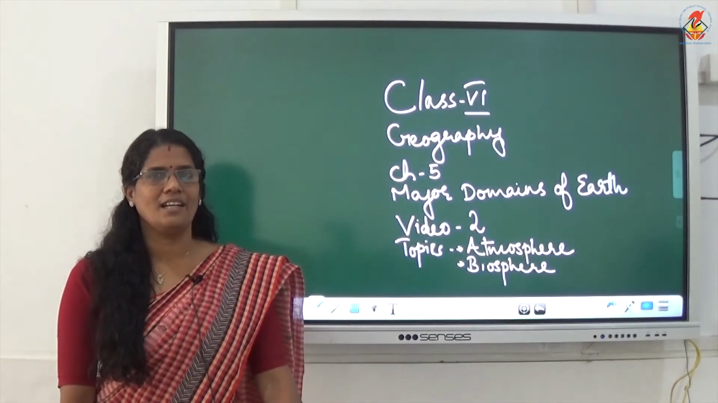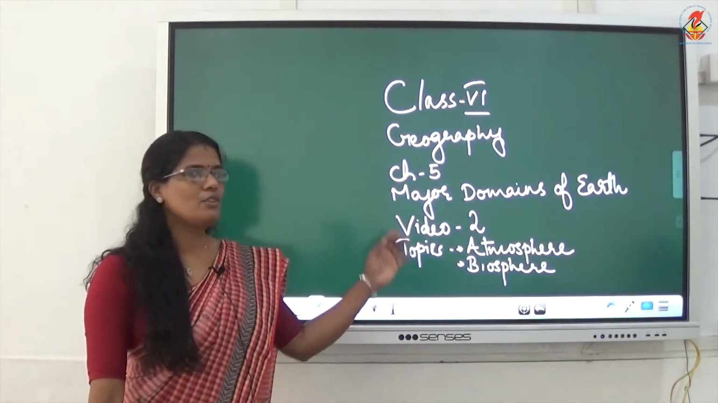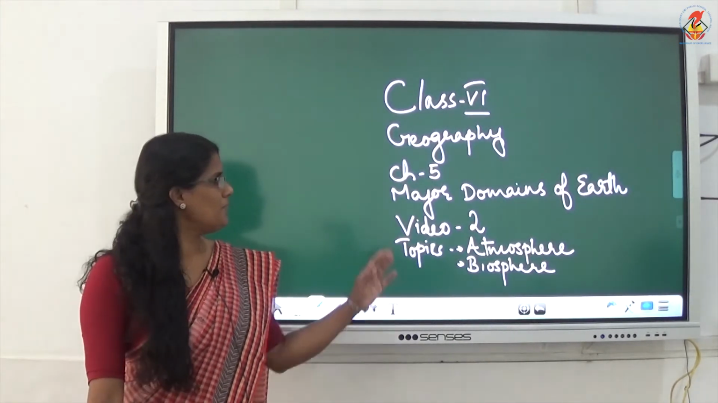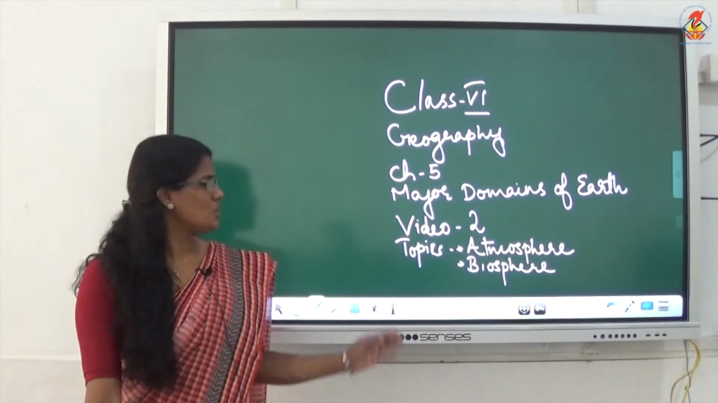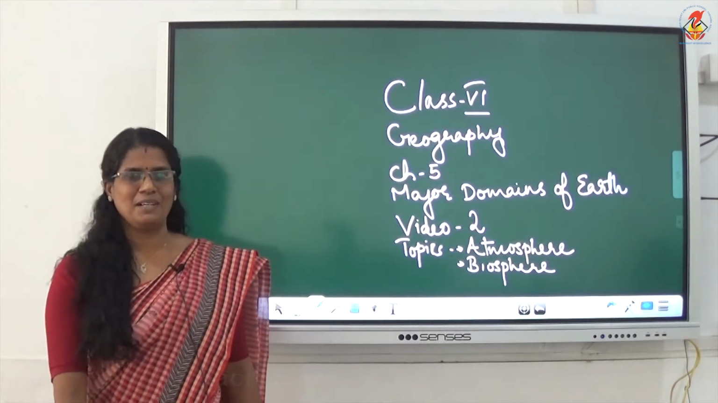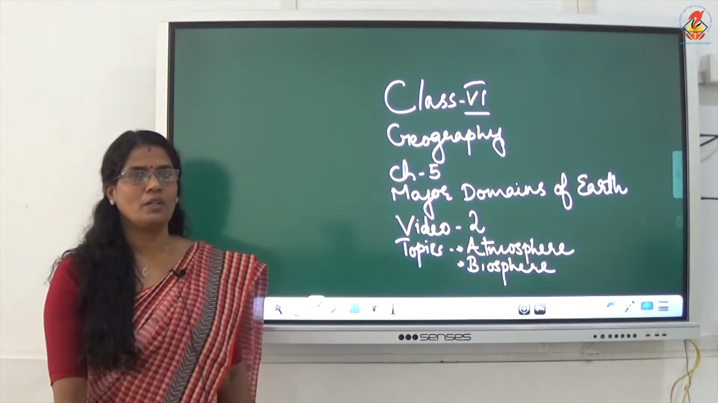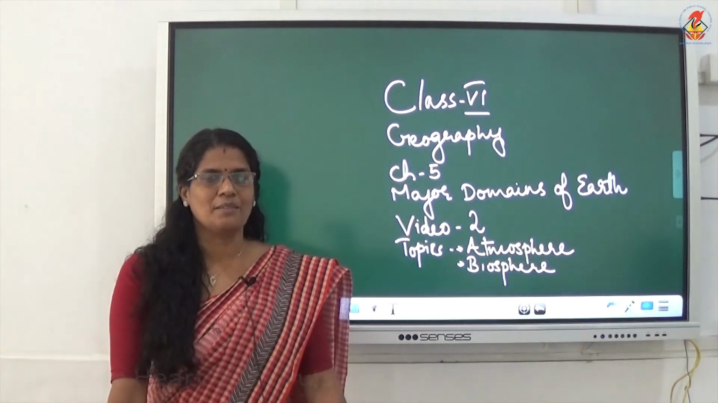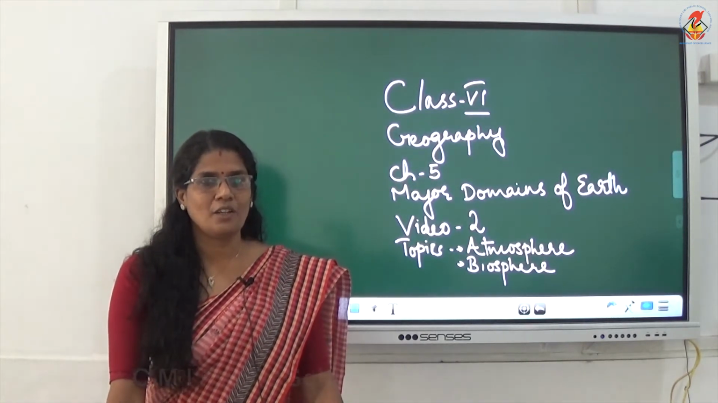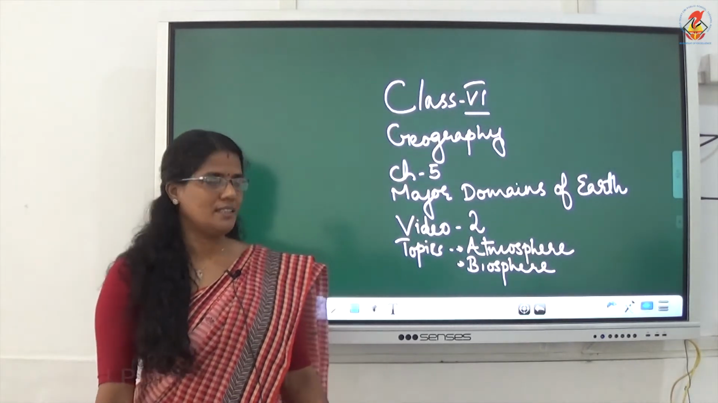Today we'll study the continuation of Major Domains of Earth, Chapter 5, Geography. Today's topics are atmosphere and biosphere. Children, we already know what atmosphere is. Atmosphere is the thin layer of air that surrounds the earth.